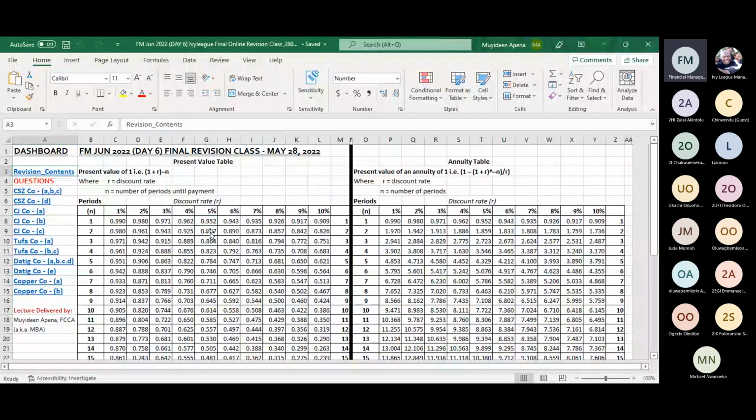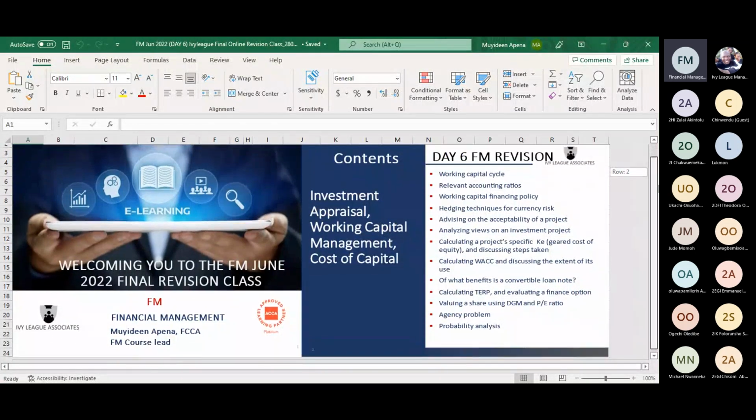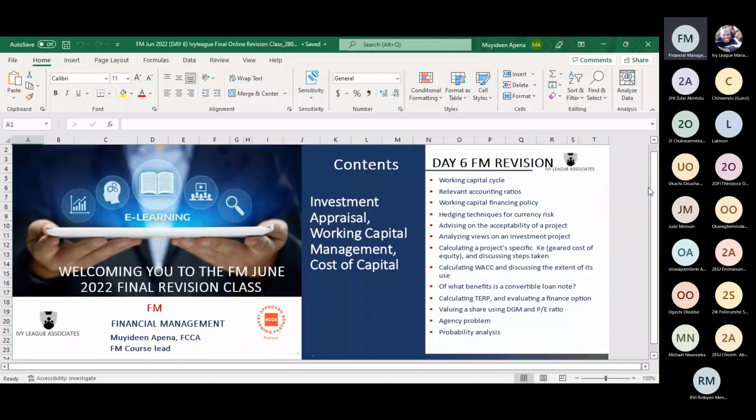So let's quickly look at the content we are supposed to cover today. Our focus will be on the following: working capital cycle, how to calculate it, how to interpret it, and all of those things. Relevant accounting ratios, how to calculate, how to interpret them, and also working capital financing policy. I'm sure this is scenario based, so we need to find out what exactly is the financing policy the company is using, and if there's any change, what has it changed to?